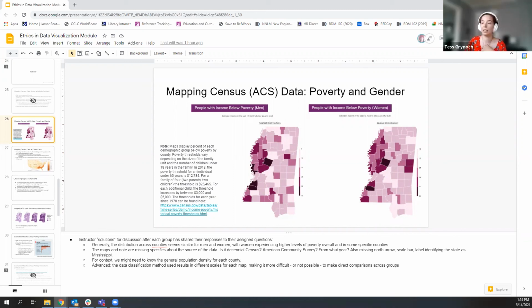Yeah, the hope was that, especially if the groups or individuals were able to get to the second two questions, about whether there are any misleading components to this map and what information is missing, that would lead to the idea that, oh, this is Mississippi, and there are other factors other than just gender that might have an effect on poverty that we're not taking into account.